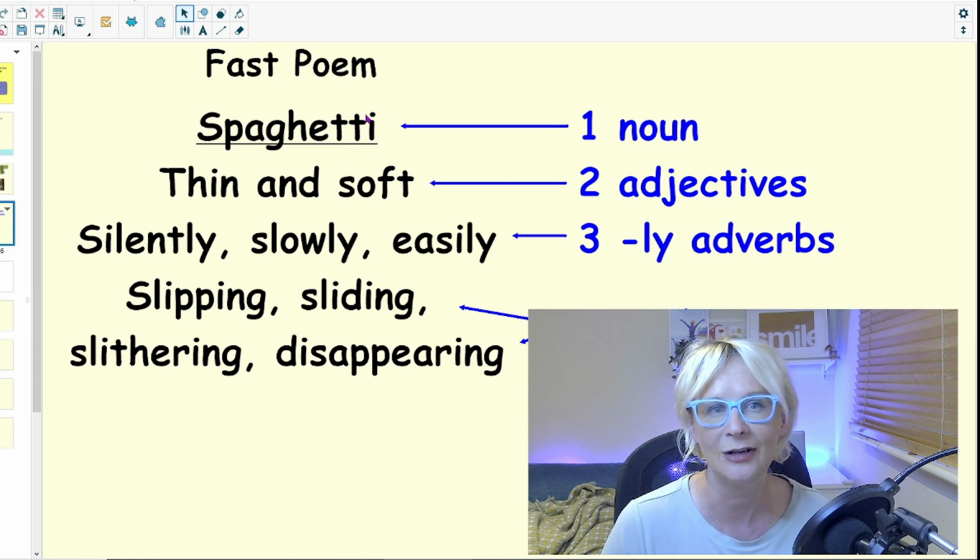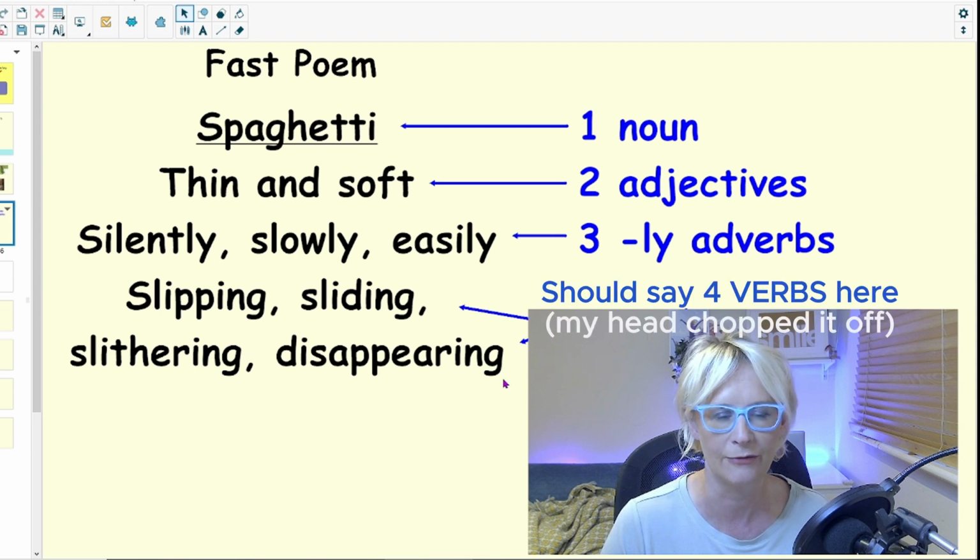So a noun as the title. So a person, place, or a thing. Then we've got two adjectives to describe it. Then we've got three adverbs, which is what we've practiced today. And then we end with four verbs or four ing words.